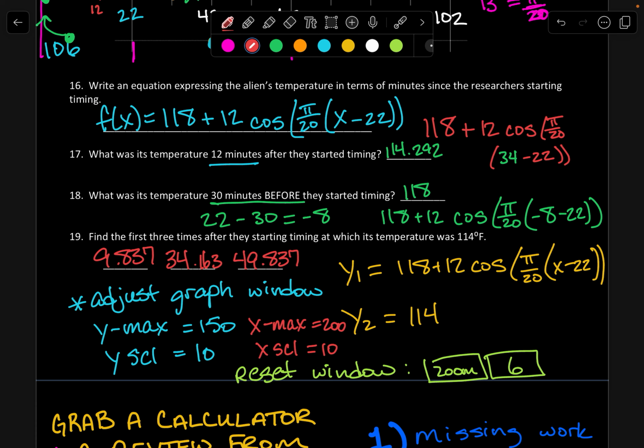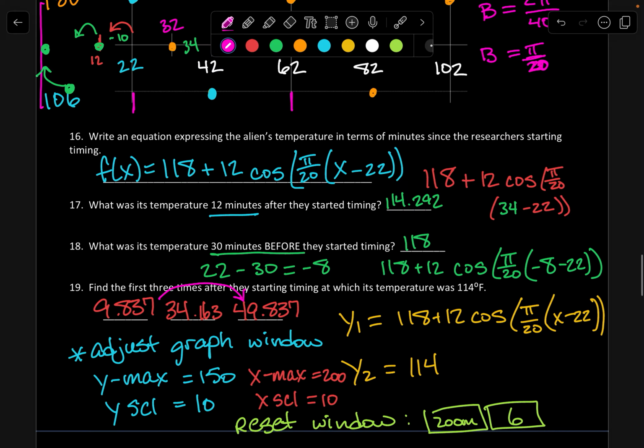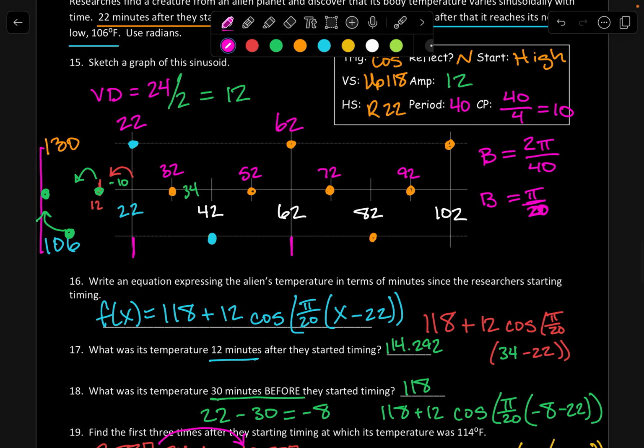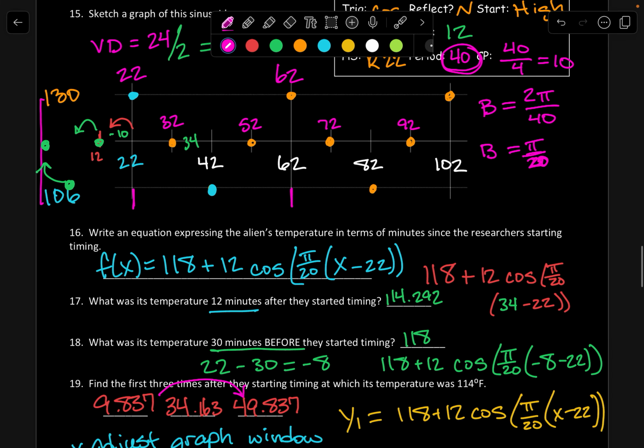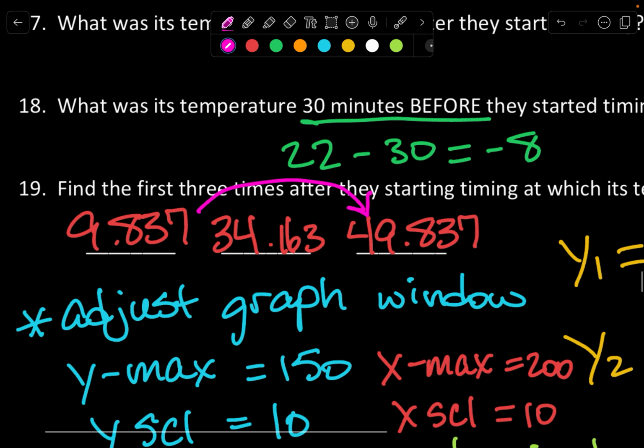And I'm going to do the last, and I get 49.837. And something I pointed out in class is that the difference between every other one should be the period. If you look back up here, we had a period of 40. See how from 9 to 49, I added 40? That's my wave period. So every other answer will be plus 40.